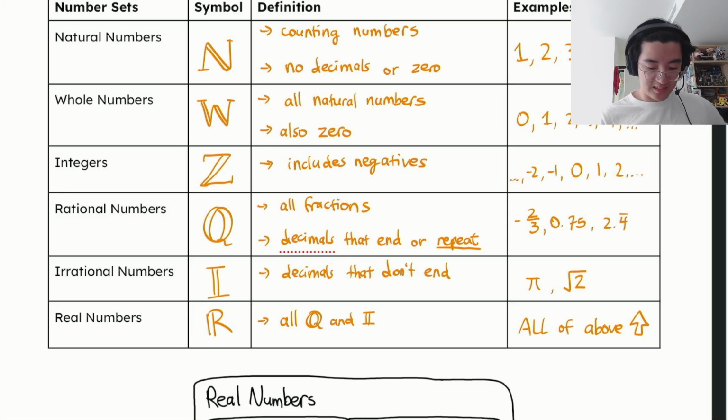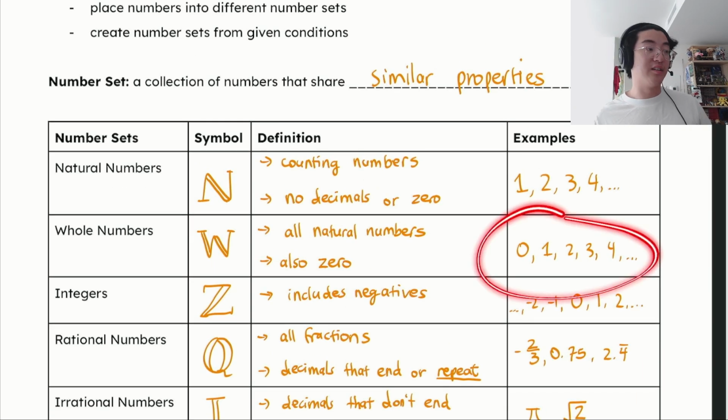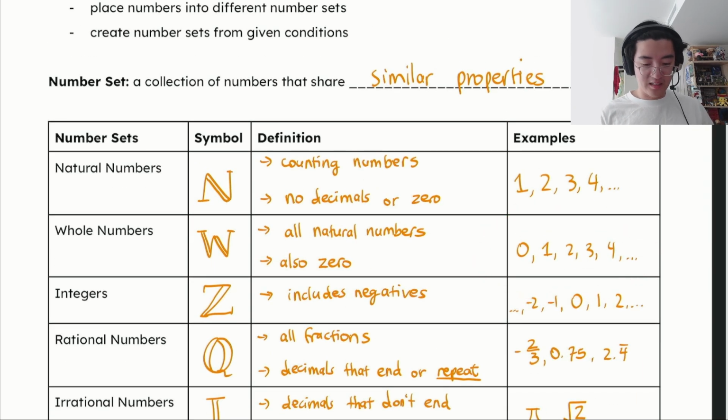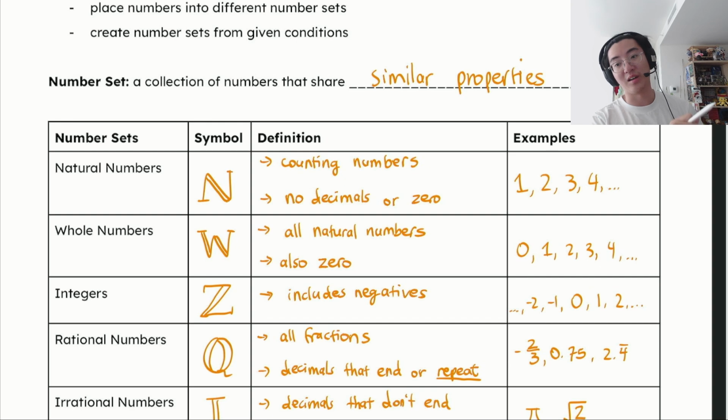Which means that we can see here that all natural numbers are whole numbers, because whole numbers are just 0 and all natural numbers. And all whole numbers are integers, because a whole number is just a number without a decimal, and integers are all numbers without a decimal, whether positive or negative. So all whole numbers are integers. But remember, not all integers are whole numbers. Like -4, that's an integer, but it's not a whole number because it's negative.